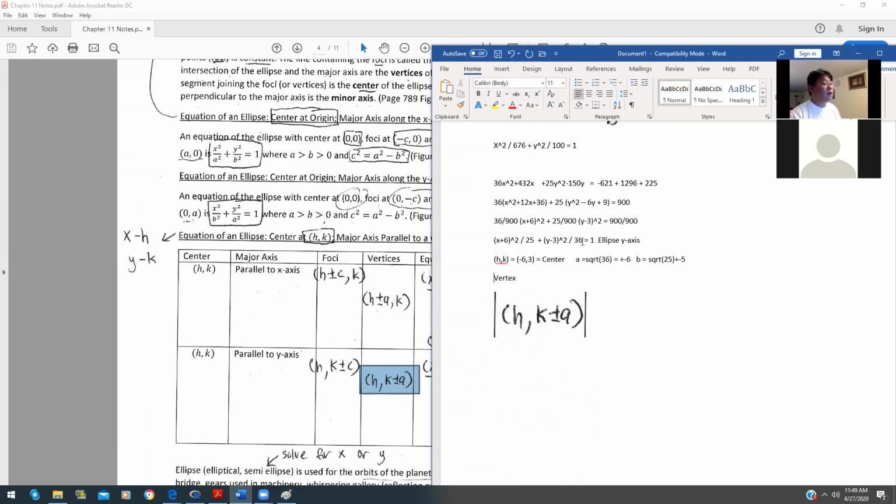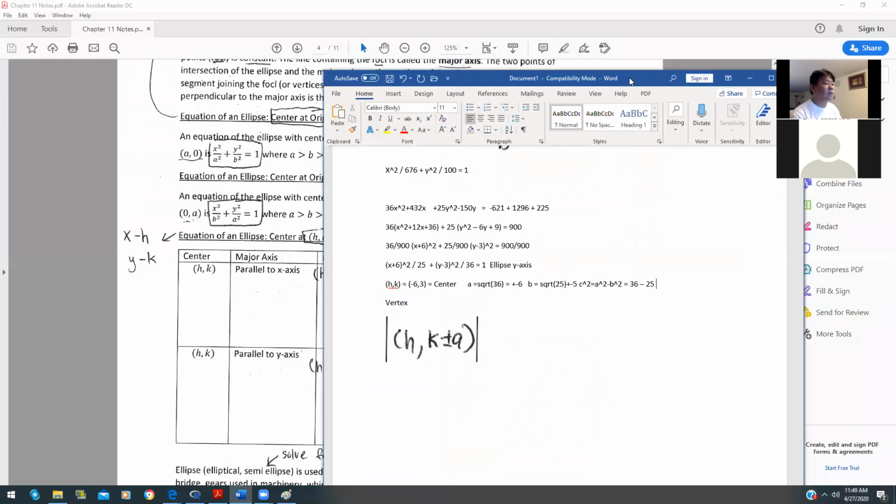Don't forget, this question will ask for foci. So how do you find foci? You do c squared equals a squared minus b squared, like your Pythagorean theorem. So a squared is 36 minus b squared, which is 25. So 36 minus 25 is 11, right? Yes, 36 minus 25 is 11. So c in this case, what?